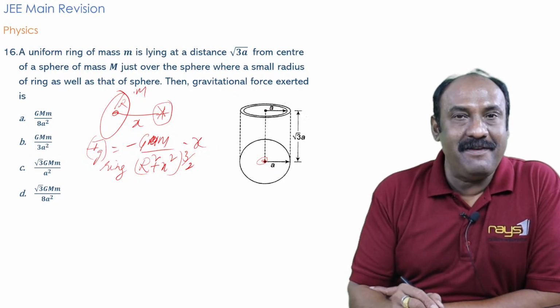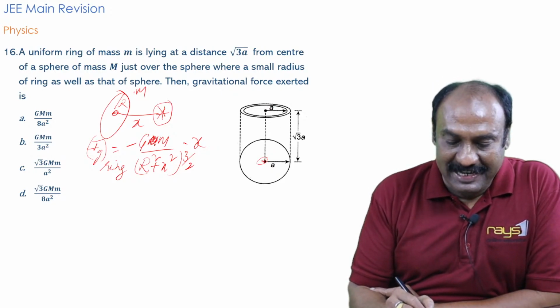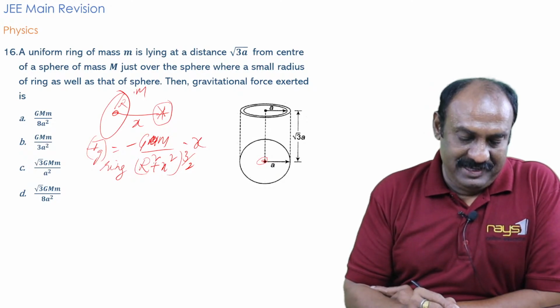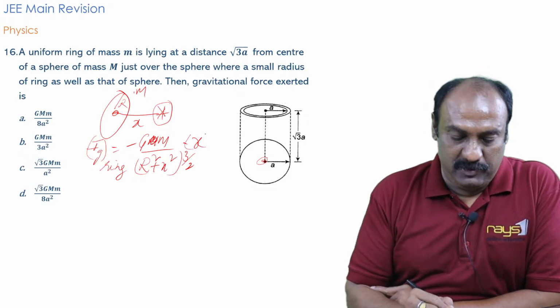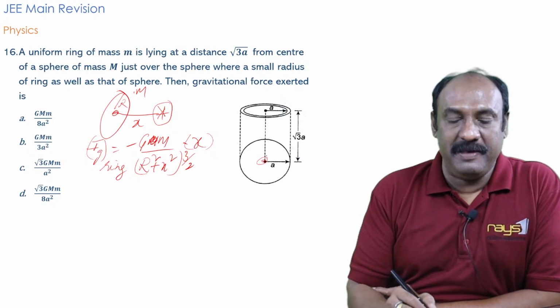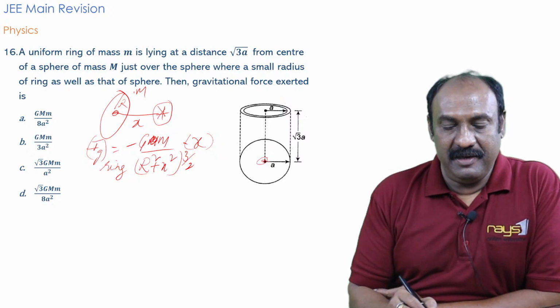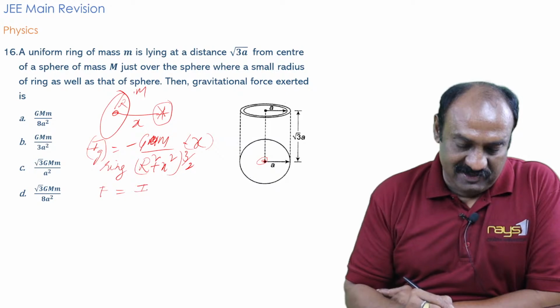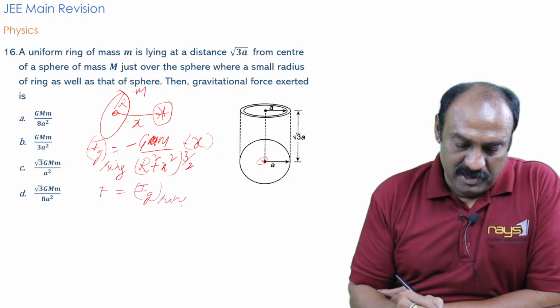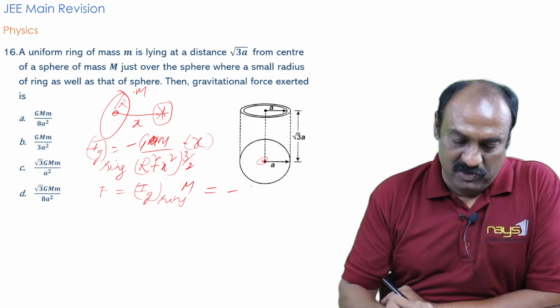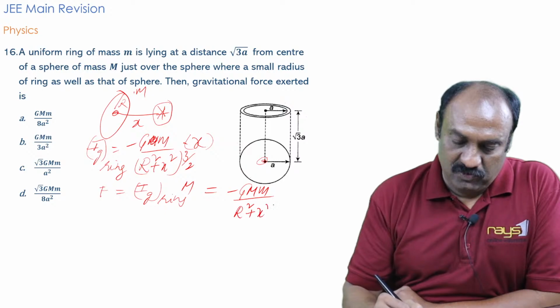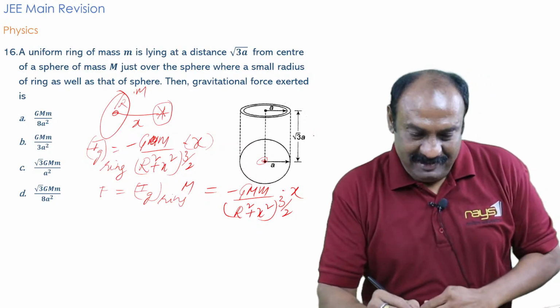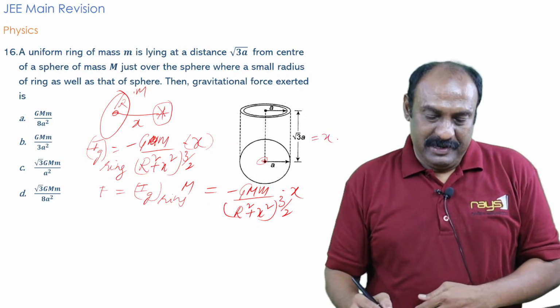The gravitational intensity due to the circular ring there is minus Gm by (r square plus x square) whole to the power 3 by 2 into x. Therefore the force experienced by this sphere due to the ring is F equal to gravitational intensity due to the ring into the mass of the sphere, that is minus GMm by (r square plus x square) whole to the power 3 by 2 into x. But what is the x value? x is given as root 3a and the radius is given as small a.